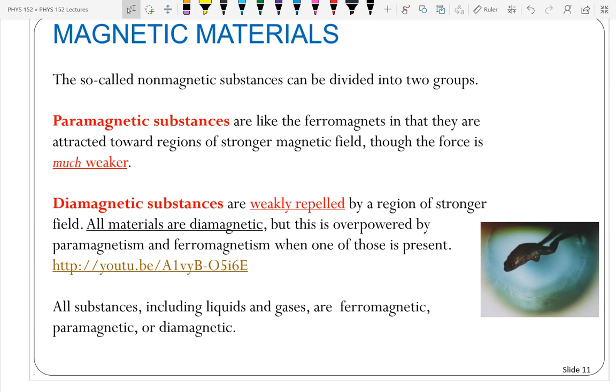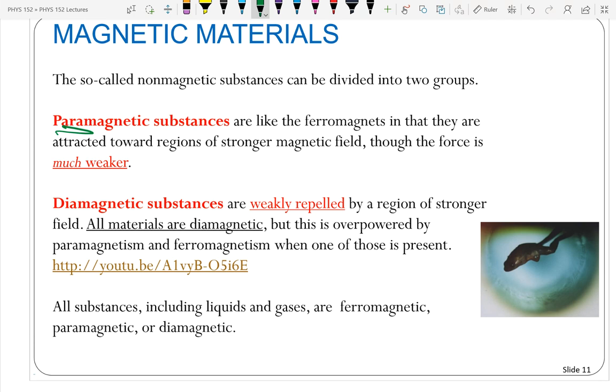Different kinds of magnetism. I'm going to come back to that actually. Yeah, I got time. You have paramagnetic substances. Paramagnetic just means it's a much weaker form of magnetism. So magnetic materials, opposites attract strongly if it's ferromagnetic, weakly if it's paramagnetic.